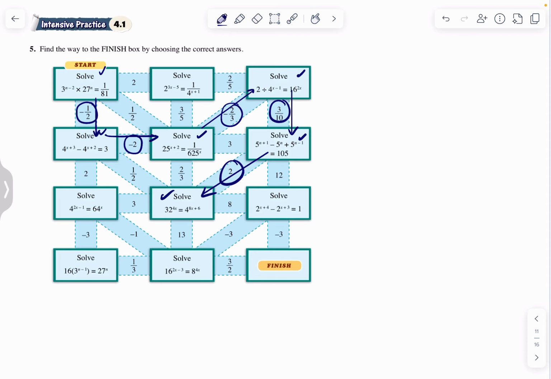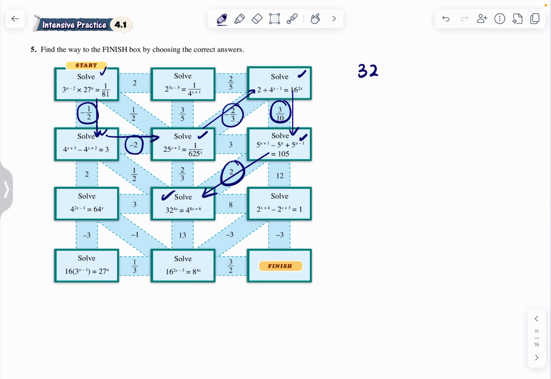Right. 32^(4x) equals to 4^(8x+6). So 32 and 4, we can bring it down to base 2. 32 is 2 to the power of 5. 4 will be 2 square.